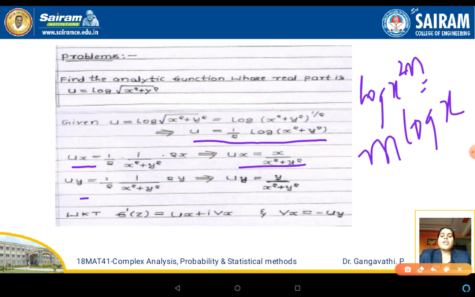Similarly, differentiate u with respect to y partially. So we get half into 1 by x square plus y square into 2y. On simplifying, this 2 and this 2 get cancelled. We get uy is equal to y divided by x square plus y square. So we have found the derivatives of u with respect to x and y.